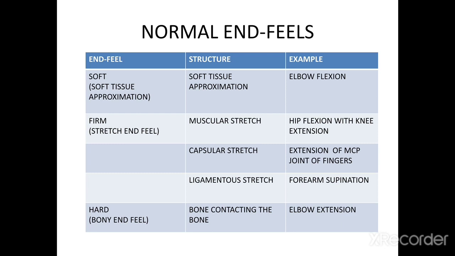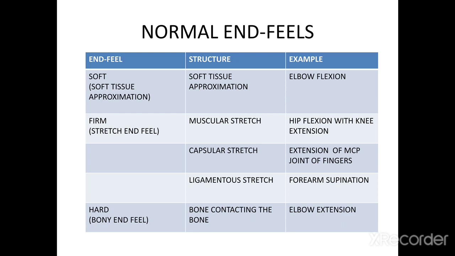Okay, now let's see the soft end feel, or the soft tissue approximation. So the limiting structure is the soft tissue approximation. There is compression of the soft tissues, primarily the muscles.